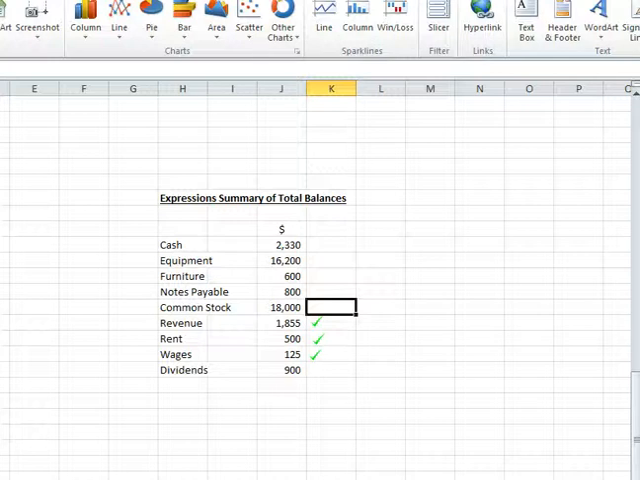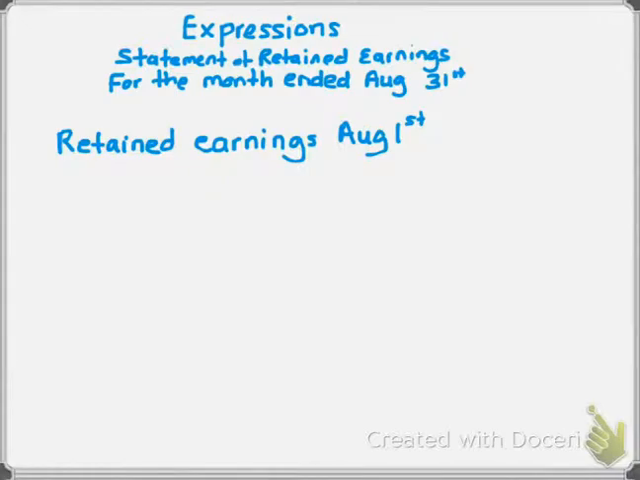Remember, the definition of retained earnings is the profits that have been earned and retained by the business ever since its beginning of time. Well, this particular company started on the 1st of August. So on 1st of August, they would not have had any retained earnings. So going back to the question, the retained earnings for this particular company is 0. So we're going to put 0 for retained earnings at the beginning of the period.